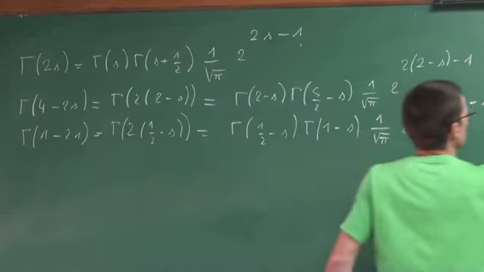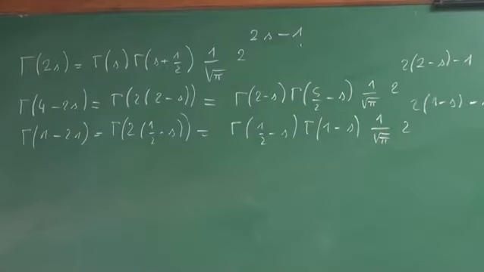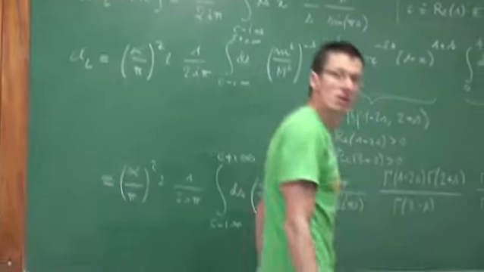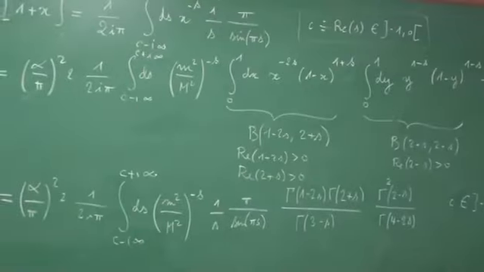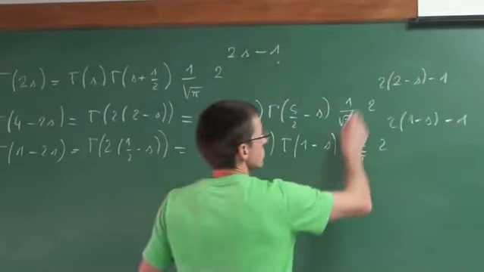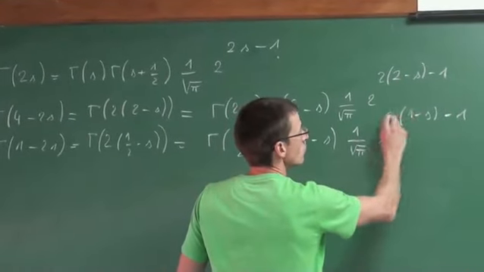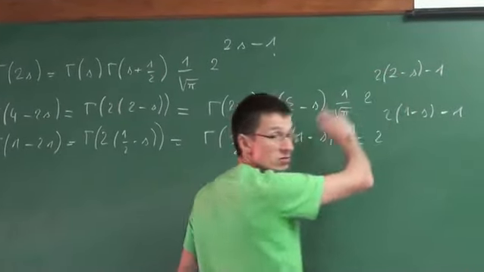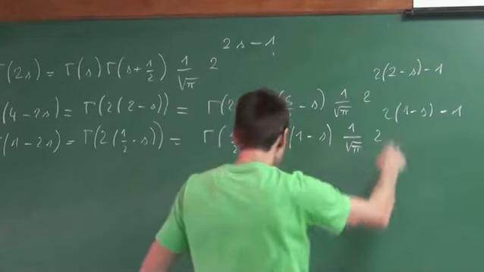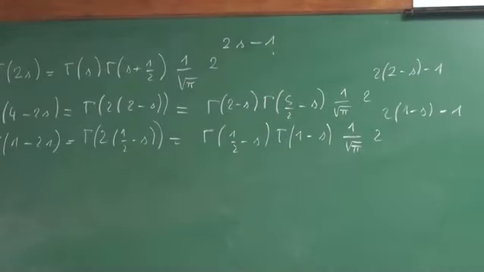Now, since there is one in the numerator and one in the denominator, you can do some simplifications. This goes with this. 2 to the power 2 minus s is simplified also. And at the end, you get the following integral.